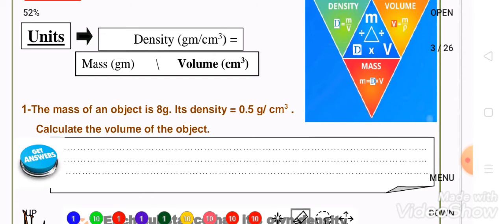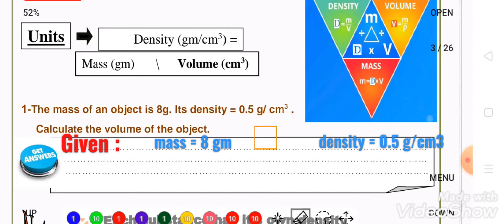Okay, we will start with the first problem, which tells us that the mass of an object is 8 grams. So we have the given first: mass equals 8 grams. And the density of this object equals 0.5 gram per cubic centimeter. So we have the density equals 0.5 gram per cubic centimeter.